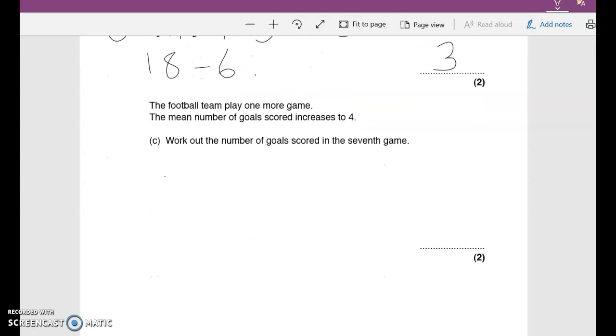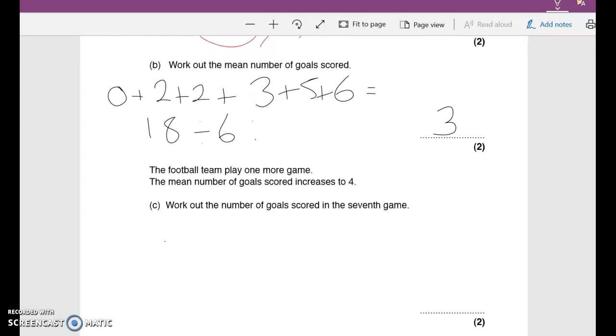Okay, this makes it a little bit more difficult. It says the football team play one more game. So up until now, they've played 6 games, so now they're going to play 7 games. I know the scores up to now have been 0, 2, 2, 3, 5 and 6. And now there's a mystery game. In other words, we don't know how many goals were scored in that game.